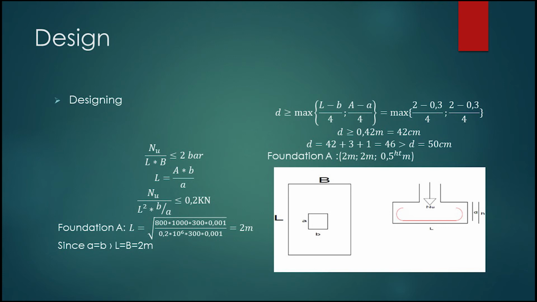The height is calculated by adding the value of D to the concrete cover, which is 3 cm, to be aware of any sort of chemical effects. We added 1 cm also. Taking foundation A, for example, we get 2 by 2 by 0.5 meter in each dimension.